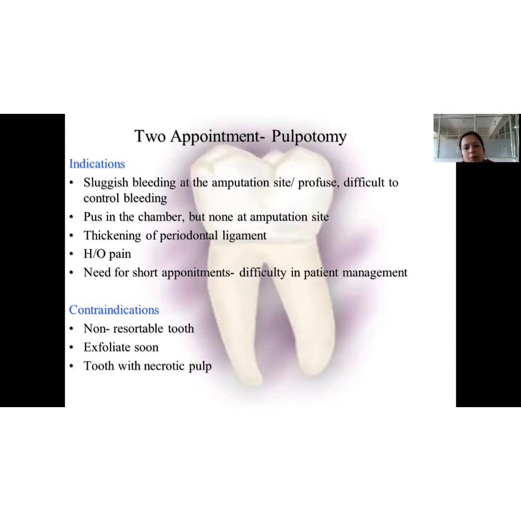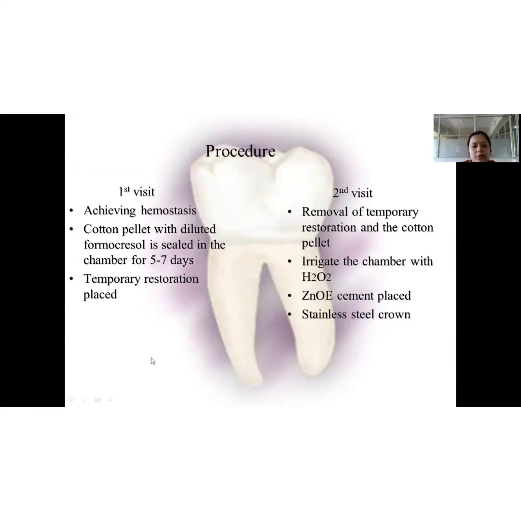Now that was a single appointment pulpotomy. Now the two appointment pulpotomy indications are sluggish bleeding at the amputation site that proves difficult to control, blood pooling in the chamber but not at the amputation site, thickening of the periodontal ligament, history of pain, and need for short appointments, that is, an uncooperative patient. Contraindications are non-restorable tooth, tooth near exfoliation, and necrotic tooth.